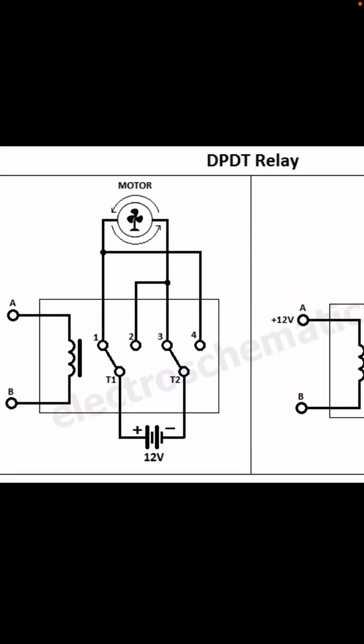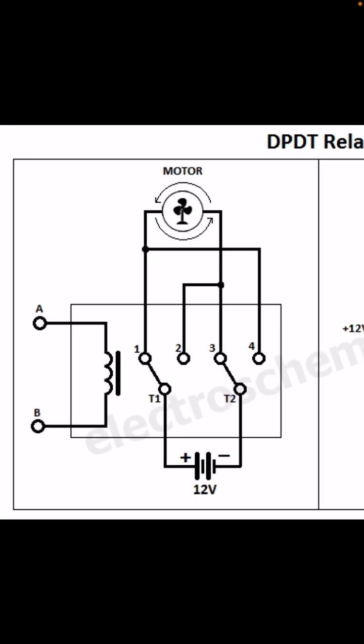Here is a double pole, double throw. So again, you have your A and B, that's your control voltage going across the coil. And then T1, T2. Right here they have 12 volts, but let's just say it could be 120 too. So it could be 120 to T1 and 120 to T2. And so you could get 240 to whatever it's sending power to.